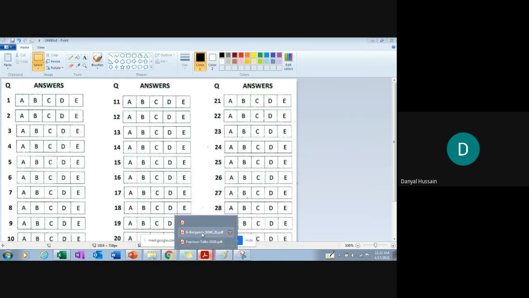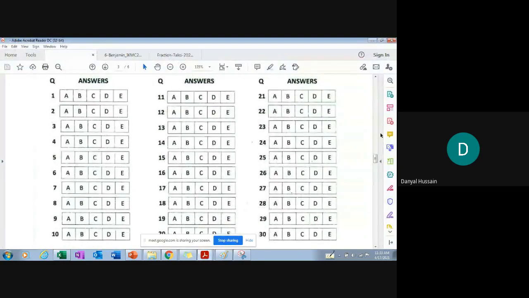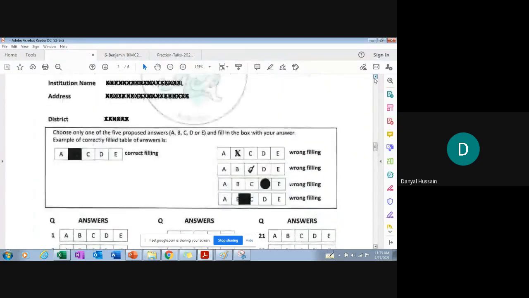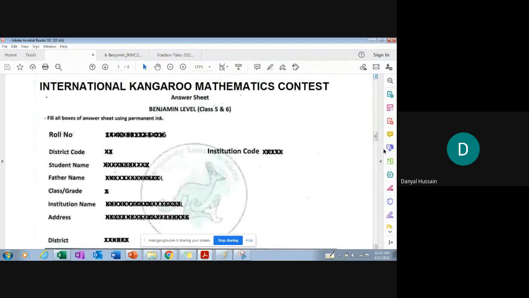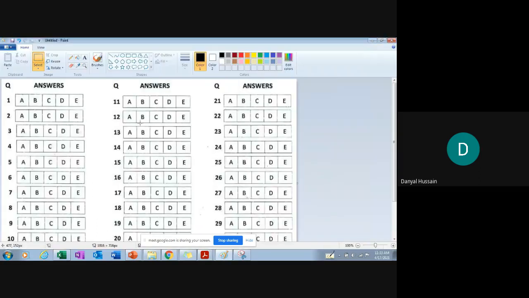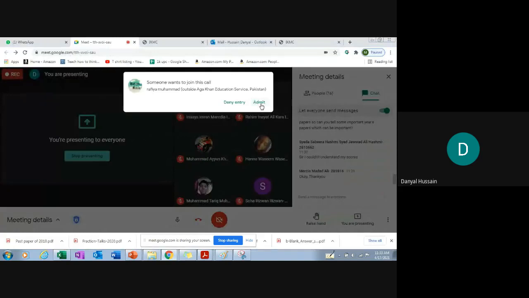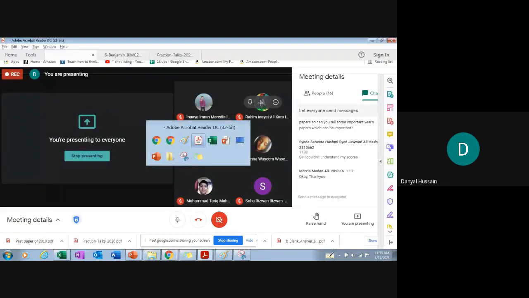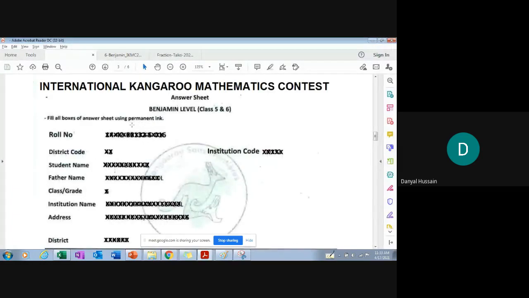So what kind of answer sheet will we give you? This kind of answer sheet we will give you. For example, whether you are a sixth grade student, or seventh or eighth grade student, you will get the same answer sheet, but your level will be changed. Fill all boxes of the answer sheet by using permanent ink. Permanent ink means you cannot use ink pens. You can use only a black pointer or a blue pointer.